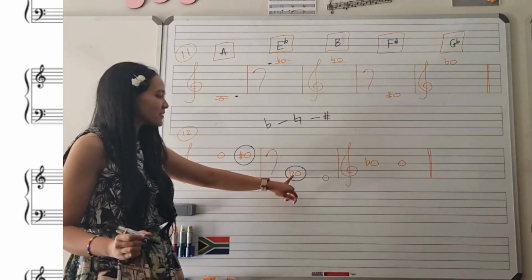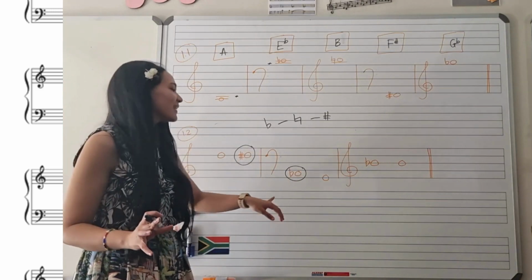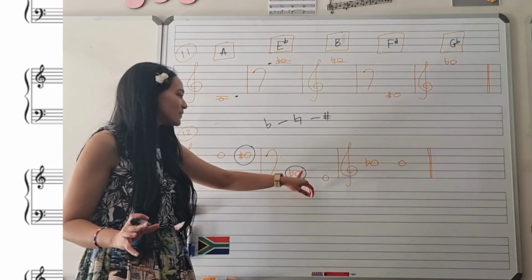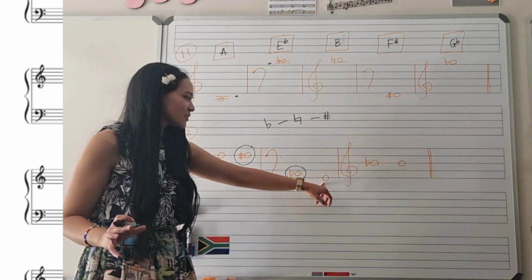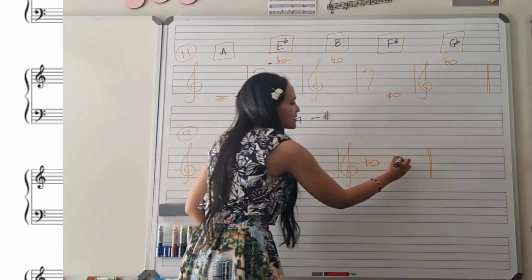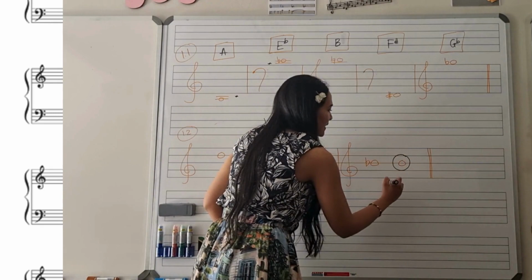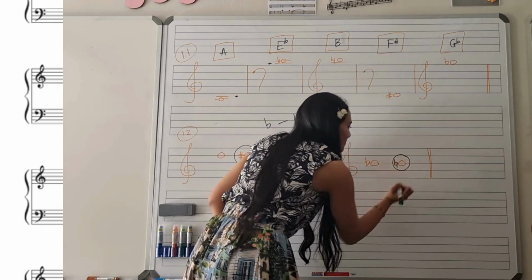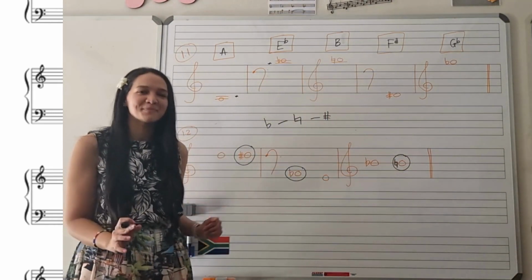Don't let it fool you that it's a flat and therefore lower. It is higher because that note is an A flat. G is lower than that. And then the highest note here would be B natural. I just forgot the natural there, but that's B natural.